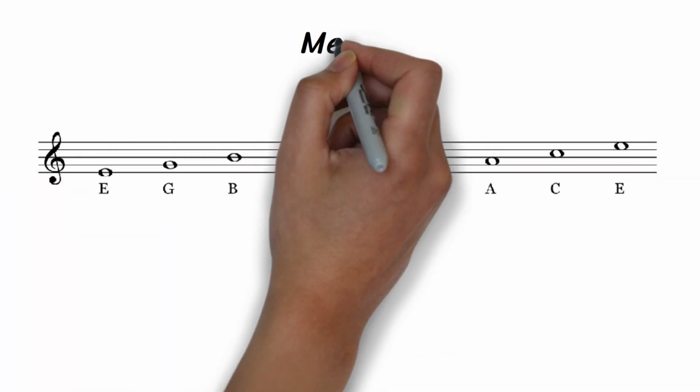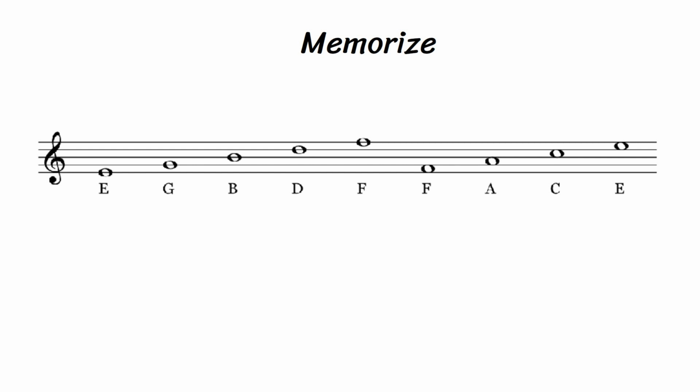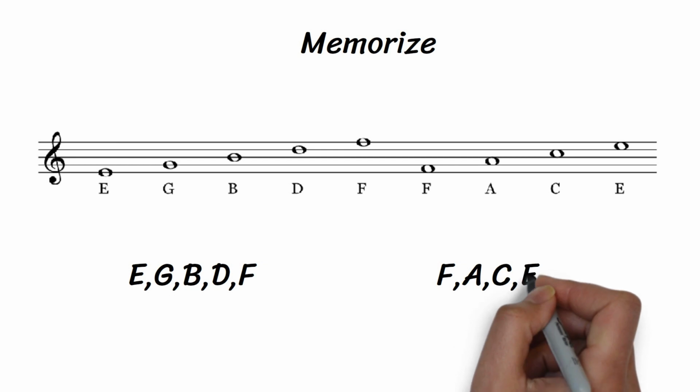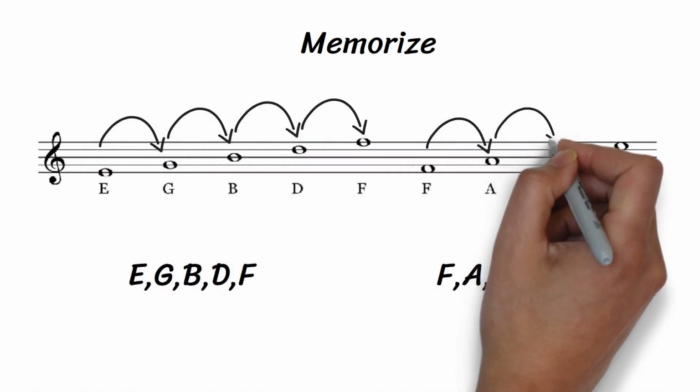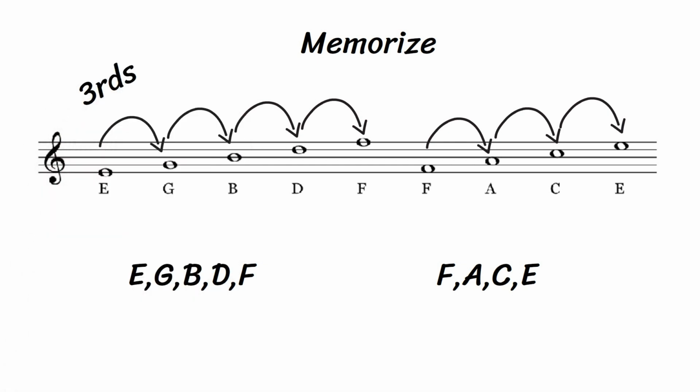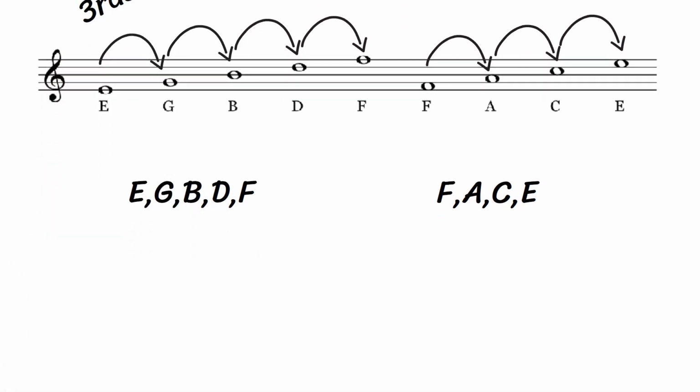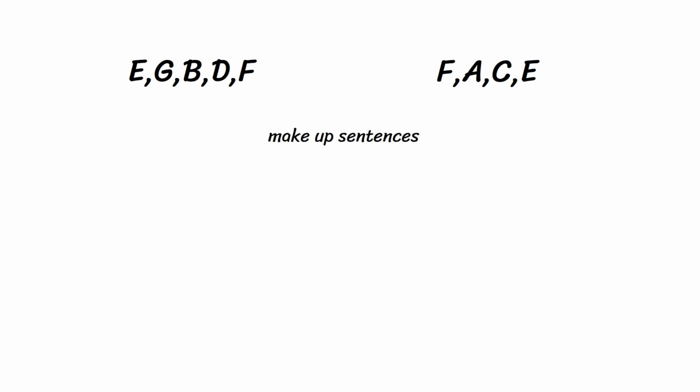Memorize the note names for each line and space. Learn the line notes together and the space notes together, as in the example. These should be familiar from counting letter names in thirds. To memorize the lines together or spaces together, you might make up sentences whose words begin with their letter names.